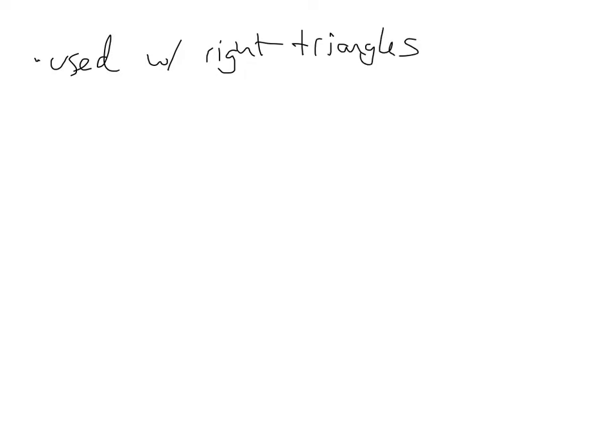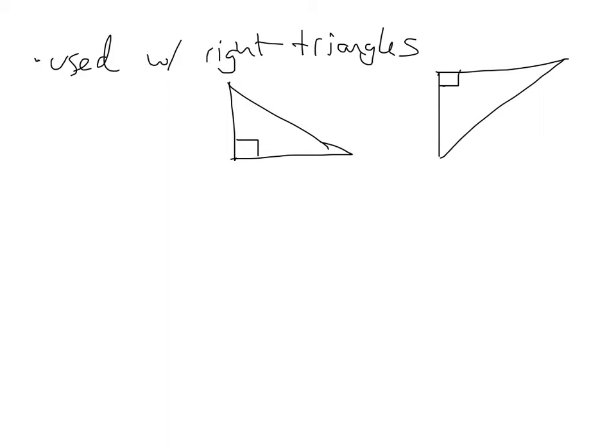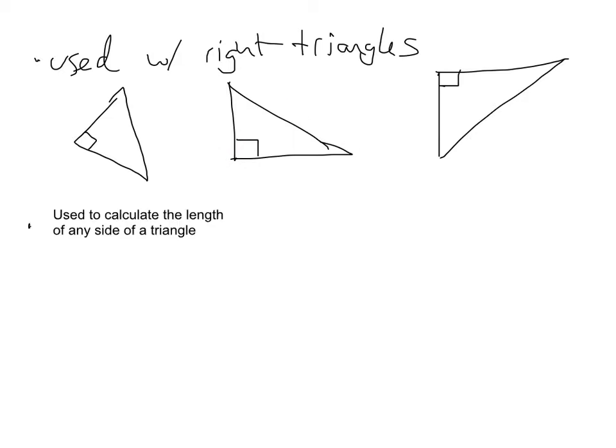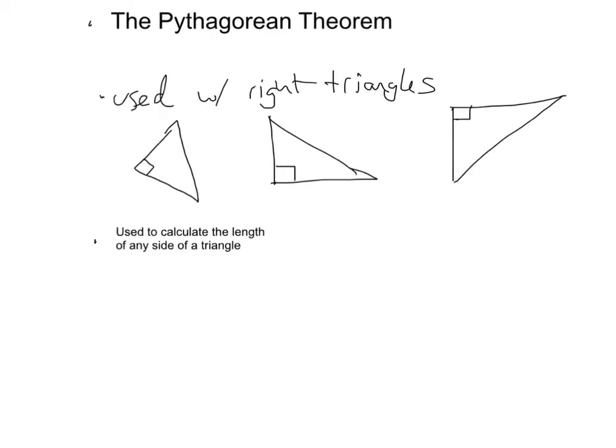Okay, so what is a right triangle? Well, it's a triangle that has one right angle, right? There's a right triangle, and even that would be a right triangle. Okay, so we use it with right triangles, but what is it used for? Well, it's used to calculate the length of any side of a triangle. You just calculate the length of any side of a triangle.